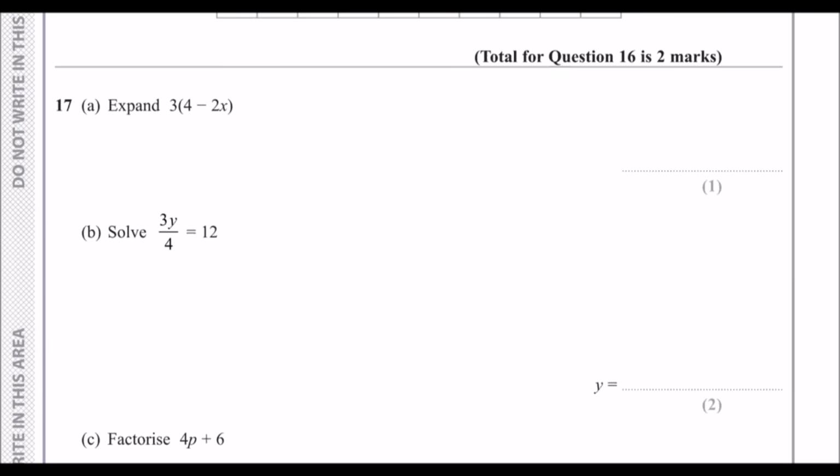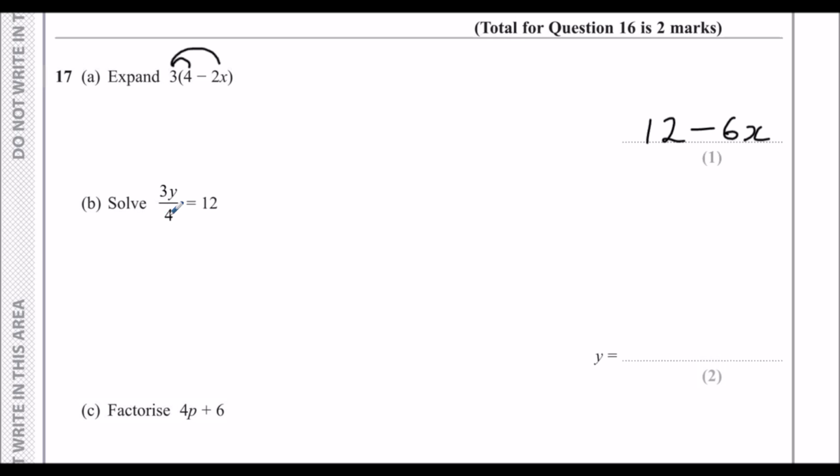Question 17, expand. Expand means get rid of the brackets. We times the term on the outside by both the terms inside. 3 times 4 is 12. 3 times minus 2x, a positive times a negative is negative. 3 times 2 is 6, so 3 times 2x is 6x.